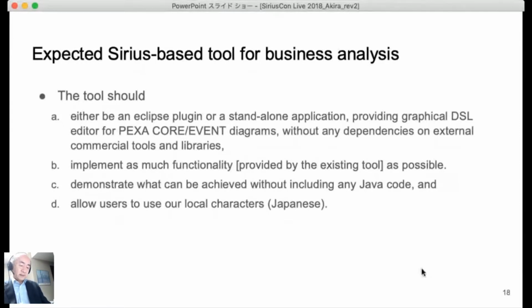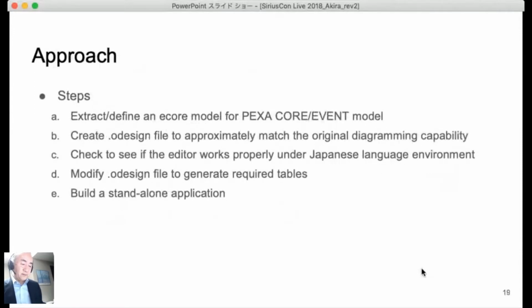The approach here is, I think, quite straightforward. The first step is to define an ecore model from the Pexa model, then create an odesign to approximately match the original diagramming capability. Then check to see if the editor works properly under a Japanese language environment, and then finally modify the odesign file to have tables. And the last step is build.